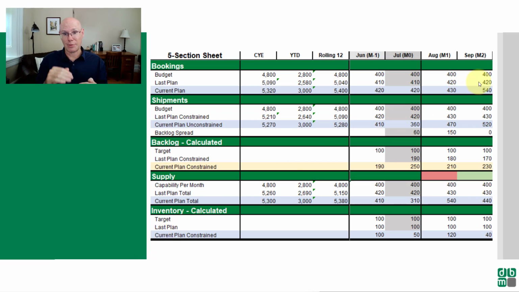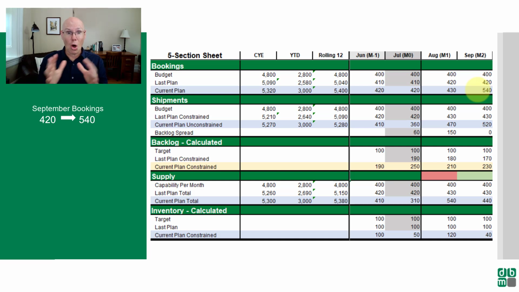By having last month's plan and this month's plan, we can compare our previous S&OP to the current one and see what adjustments have been made for future months. For example, our bookings for September have been revised from 420 units to 540 units. This is pretty significant. It suggests that our demand expectations are being adjusted.